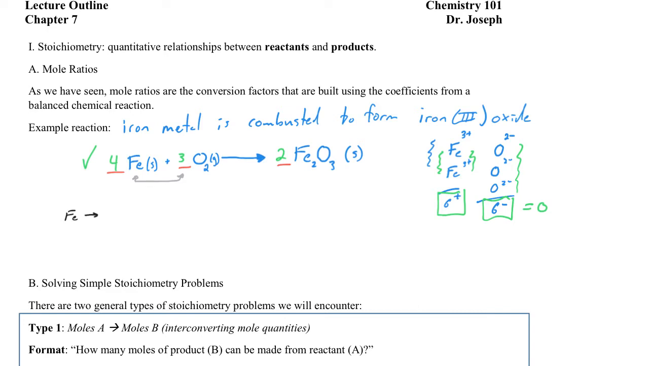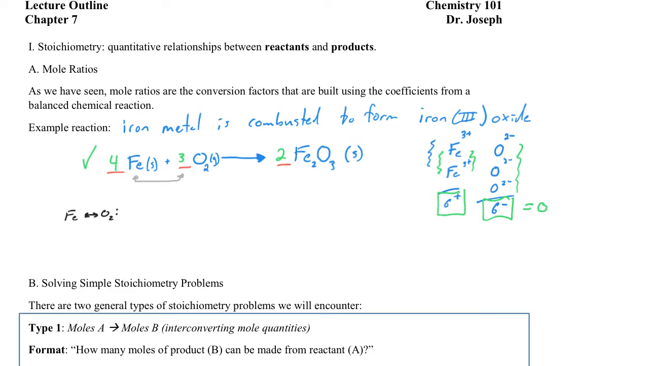So suppose I had 100 grams of iron and I wanted to know how much oxygen would be required to combust all of it. I would need a conversion factor to do that. Or conversely, what if I had, say, 100 grams of oxygen and want to see how much iron I could combust? I would need a conversion factor for that as well.